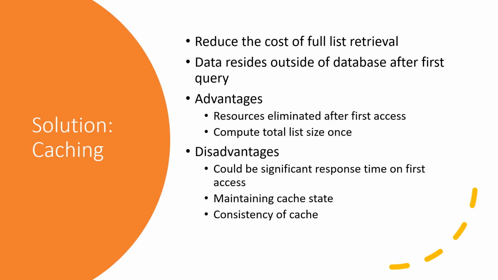access. Some disadvantages to this solution: there could be some significant response time required for that first access because it's going to be a large request. It's difficult to maintain the cache state as requests come in, and furthermore, the consistency of the cache is difficult to maintain as multiple requests come in and as the system scales.